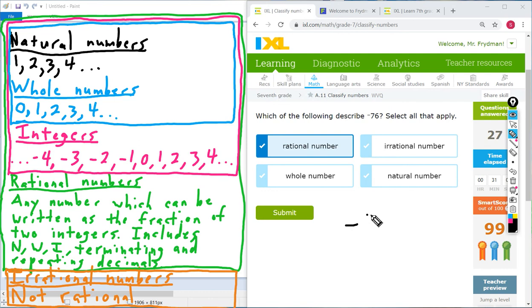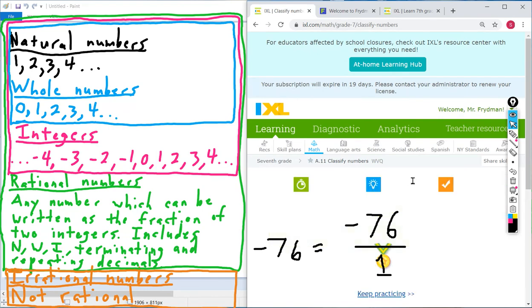So for example, I could write it as simply negative 76 over 1, right? Because negative 76 is equal to negative 76 over 1. So I could write this number as the fraction of two integers. This by itself is an integer, and also this by itself is an integer. So it is rational, and that's it. If it's rational, it can't be irrational. So we're going to click on submit there.